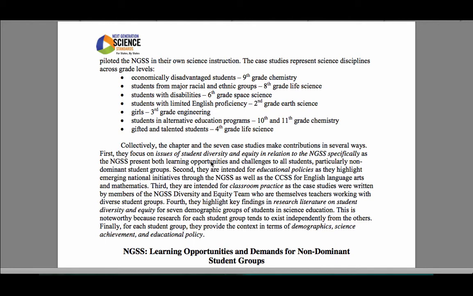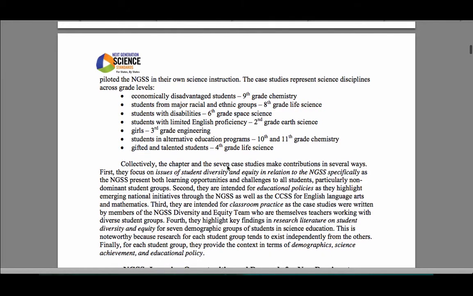For example, if you teach first grade, you should choose students with limited English proficiency, as second grade is the closest grade to first grade. This is a great document to come back to after this module is completed. However, for the time being, we are going to move on to the case studies available.